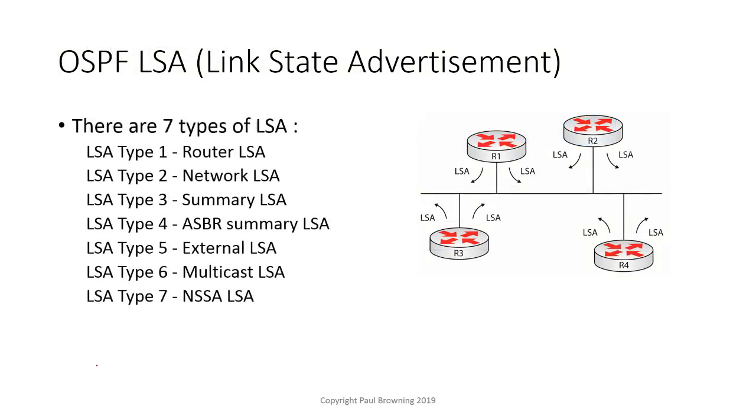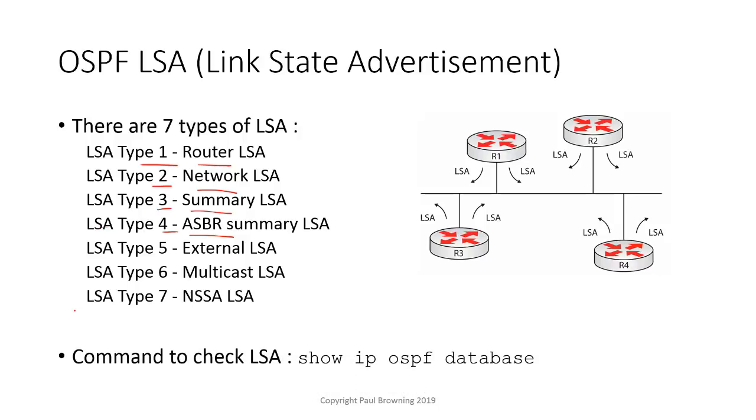Your LSAs, link state advertisements, there are 7 types. I think what, if anything, you'll just need to know the type, number, and the name. So type 2 is network, type 3 is summary, and so on. If you're asked anything, this is more of a CCNP level topic. If you want to check your LSAs, then show IP OSPF database.